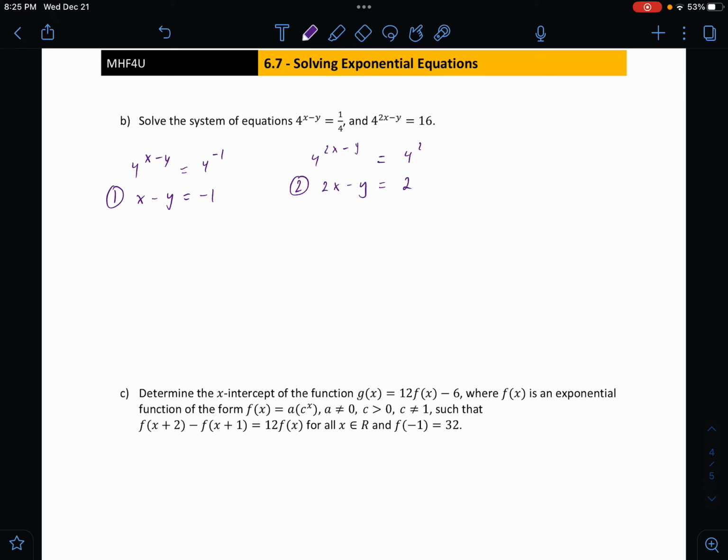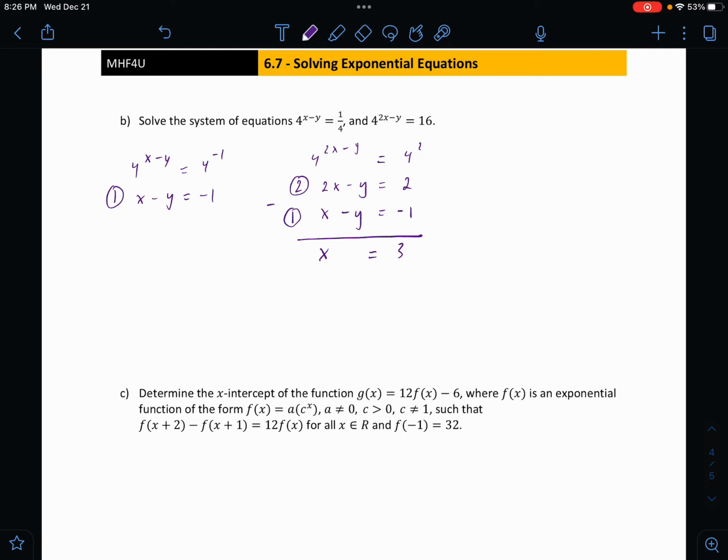Now what we can do is take our first equation and write it under our second equation. And now we can use elimination. We can subtract the two equations, and we're going to end up with x is equal to, so 2 minus negative 1 is going to be 3. So x is equal to 3.